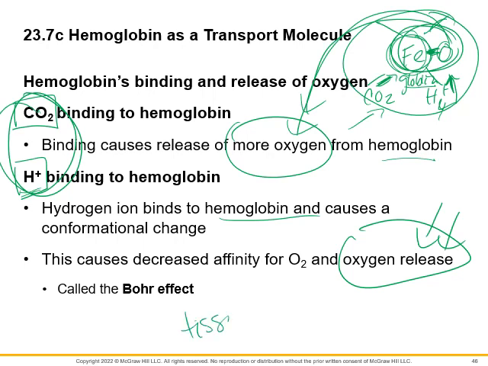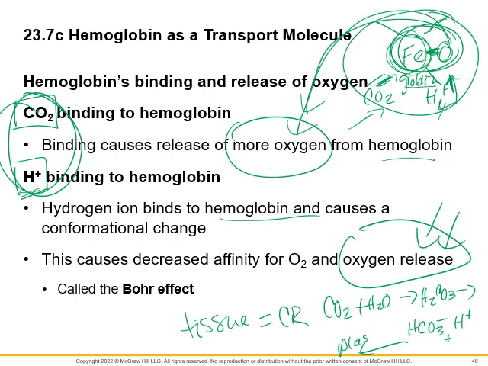This should make sense because where are these highest? If you have tissue that just did cellular respiration, it's producing CO2 that combines with water, forms the carbonic acid, breaks down into bicarbonate and hydrogen. The bicarbonate goes to the plasma, and this hydrogen goes back and binds to the hemoglobin. So if you have high carbon dioxide and high hydrogen ions, if those are binding to the hemoglobin, we're at the tissue level and we're saying drop off more oxygen.